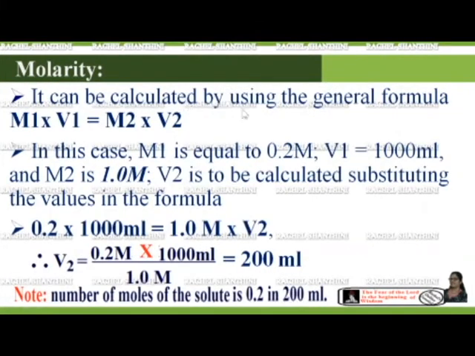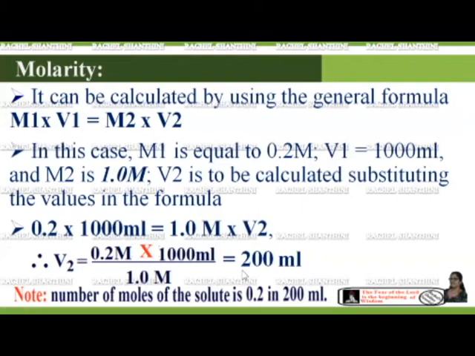The same calculation can be done using the general formula M1V1 equals M2V2. In this case, M1 is equal to 0.2 molar, V1 is equal to 1000 ml and M2 is equal to 1 molar. So we need to calculate V2. By substituting these values in this formula, we get 0.2 into 1000 ml equals 1 molar into V2. So V2 equals 0.2 into 1000 ml by 1 molar, which gives 200 ml.